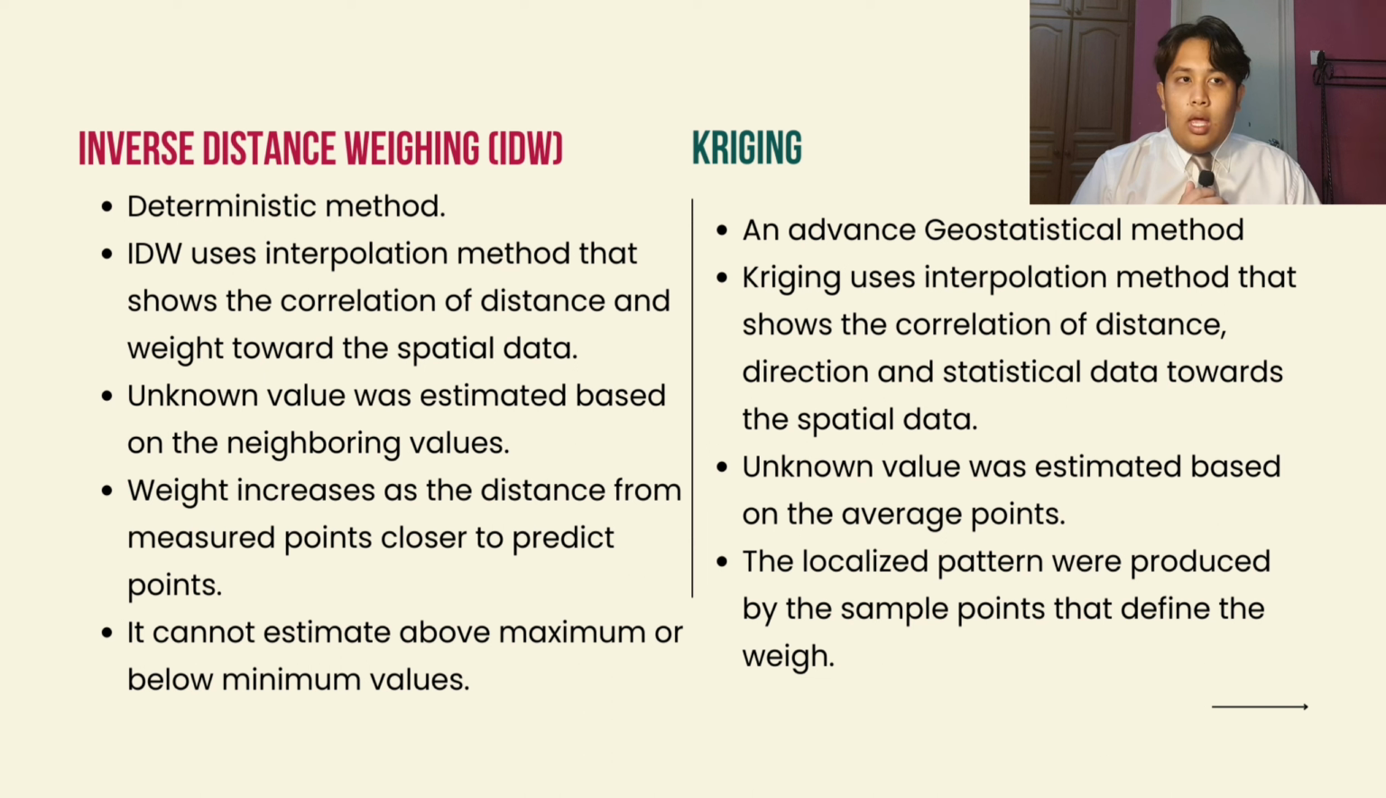Next is Kriging, an advanced geostatistical method. Kriging uses an interpolation method that shows the correlation of distance, direction, and statistical data towards the spatial data. Unknown values are estimated based on the average points. The localized patterns are produced by the sample points that define the way.